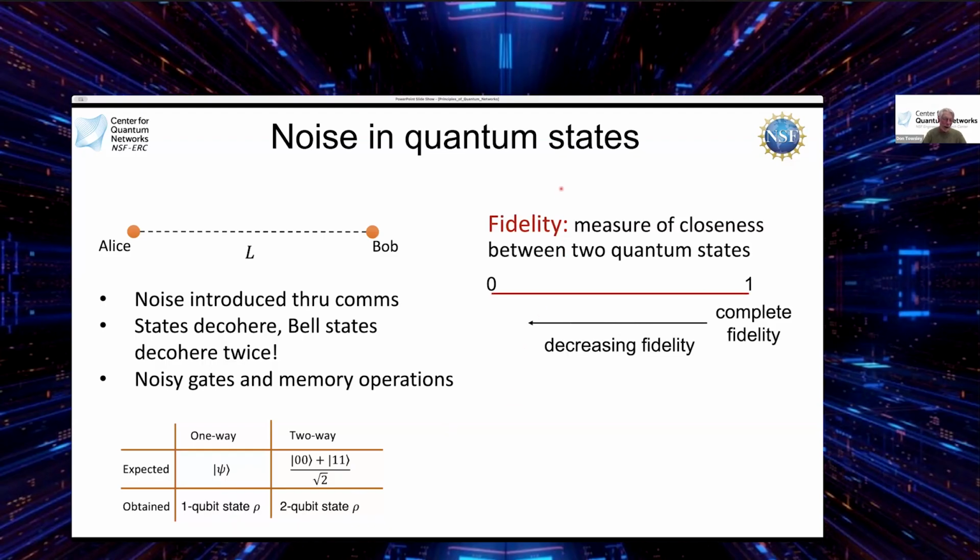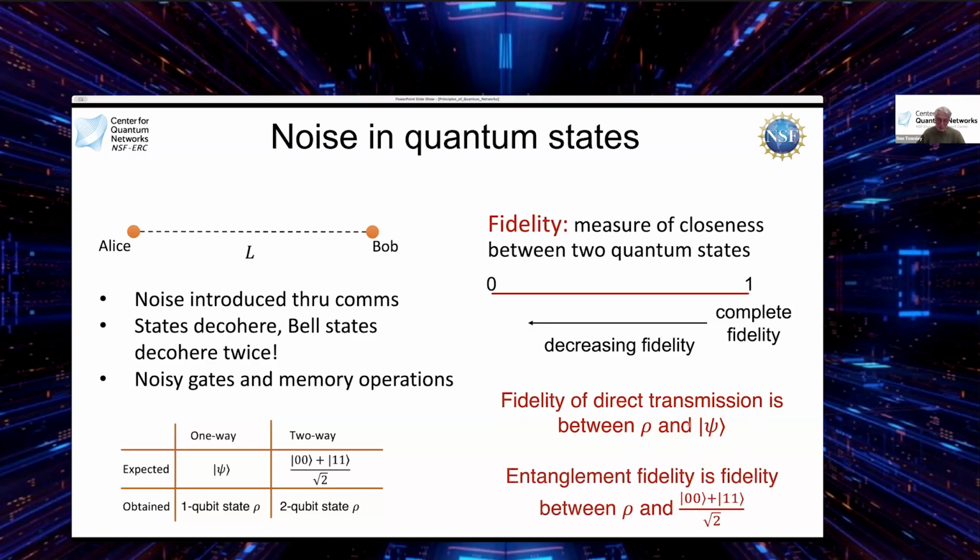Now, the way that we assess the effect of the noise is there's a fidelity measure. It's a measure of closeness between 2 quantum states. Think of it as ranging between 0 and 1. 1 corresponds to complete fidelity, and as the states get farther and farther apart, we have decreasing fidelity. And so the fidelity of a direct transmission is going to be the closeness of the received state rho and the state psi that was transmitted. In the case of entanglement fidelity, it's between the 2-qubit state rho and the perfect Bell pair.